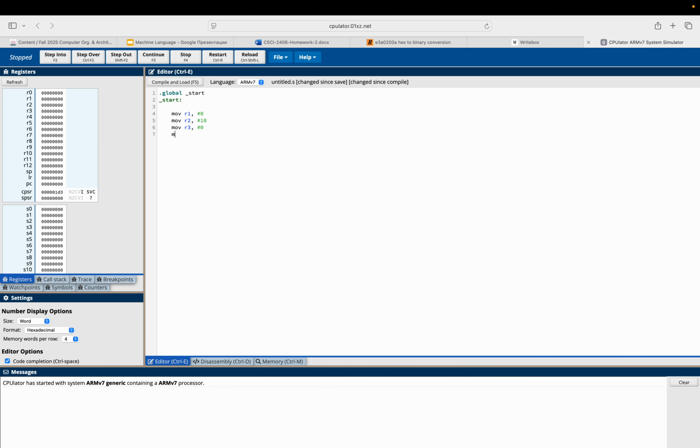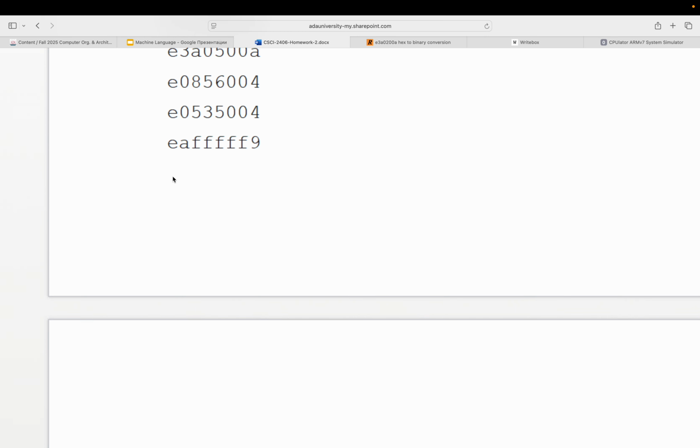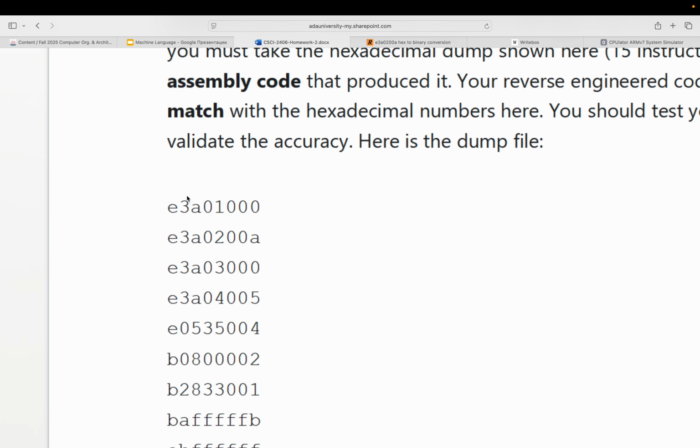We basically write mov R4, giving the value of 5. Yes, so let's move on to the next one. We have done 4 of them, and we have the remaining ones. So we have this. Let's write it down.